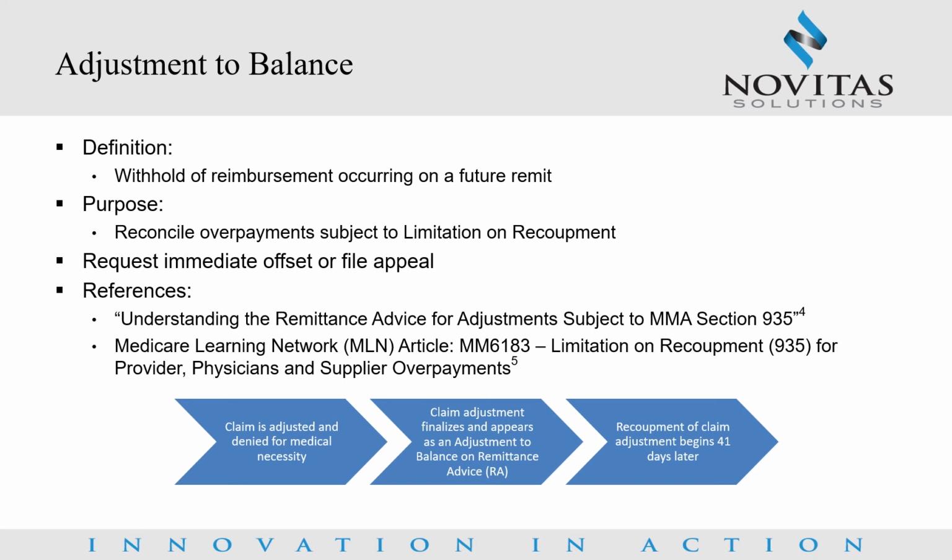The important thing to keep in mind is that when an amount is reported in the adjustment to balance field, it has not yet been recouped, and the amount will need to be added back into the net provider payment to balance the remittance advice for that date. When an amount associated with an adjustment subject to limitation on recoupment begins to recoup on a later date, it will appear as 935 withholding on the remittance advice.